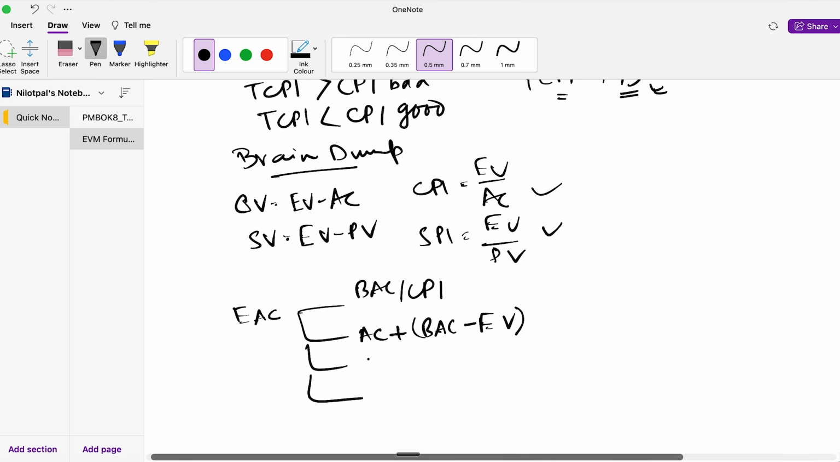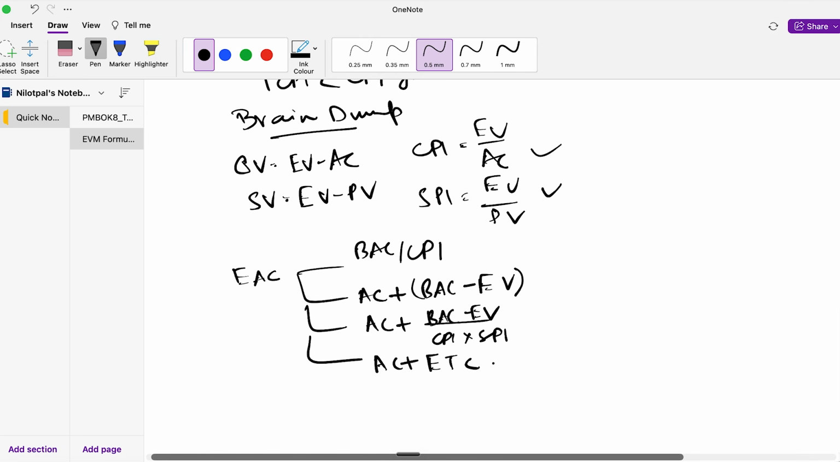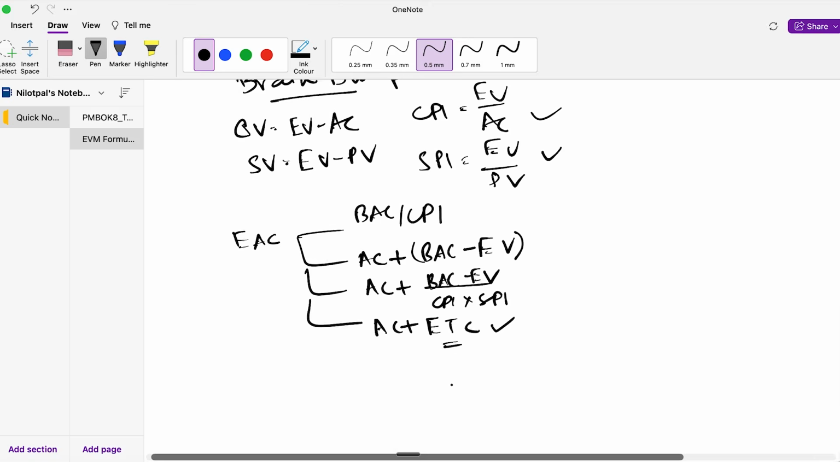Next, you have another variant as AC plus BAC minus earned value divided by CPI multiplied by SPI, and that is applicable when both cost and schedule efficiency will affect your project. And the final variant is AC plus ETC, and that is applicable when the scenario says that a new estimate was done. Okay, and this is your ETC, which is estimate to complete.